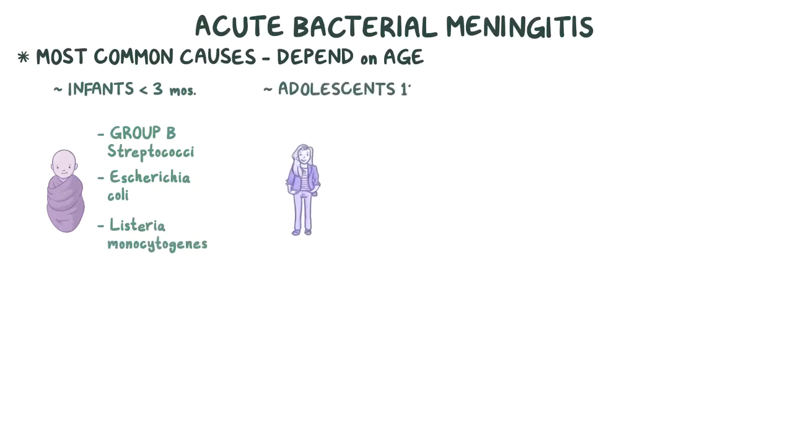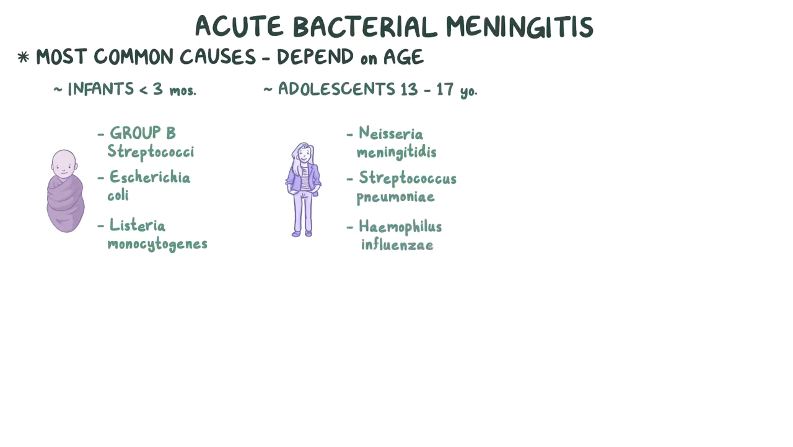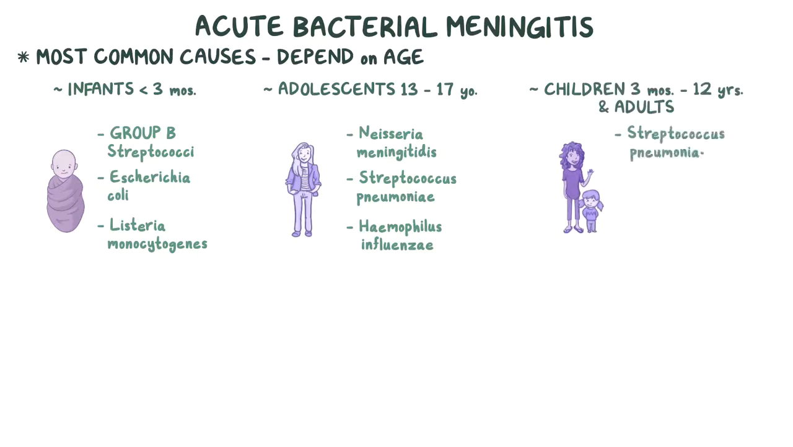In adolescents 13 to 17 years old, the most common causes are Neisseria meningitidis, followed by Streptococcus pneumoniae, and Haemophilus influenzae. In non-adolescent children 3 months to 12 years, and in adults, Streptococcus pneumoniae is the most common cause, followed by Neisseria meningitidis and Haemophilus influenzae.